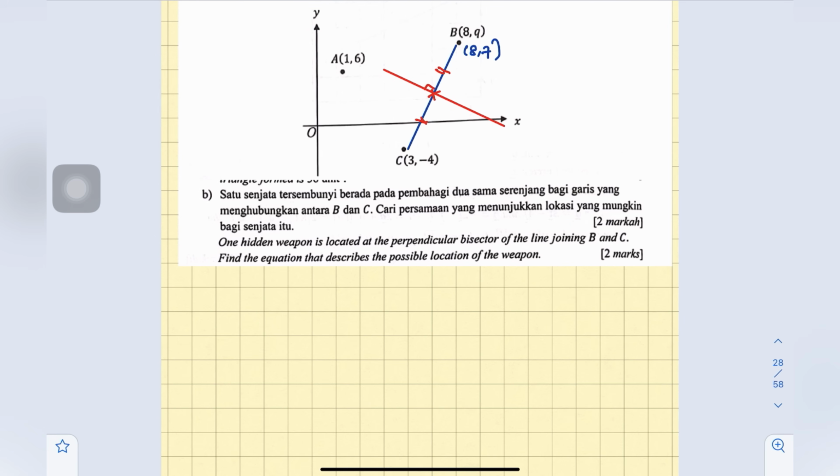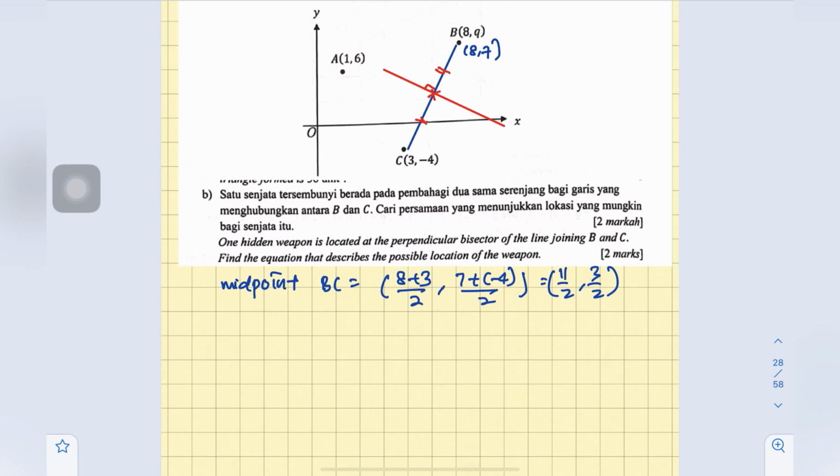Okay, so midpoint of BC, x1 plus x2 over 2. So 8 plus 3 over 2, 7 plus negative 4 over 2. Okay, so the midpoint is 11 over 2, 3 over 2. Okay, so then gradient.